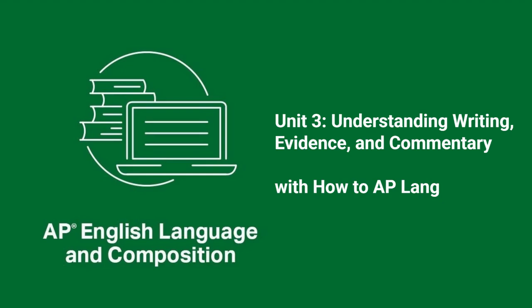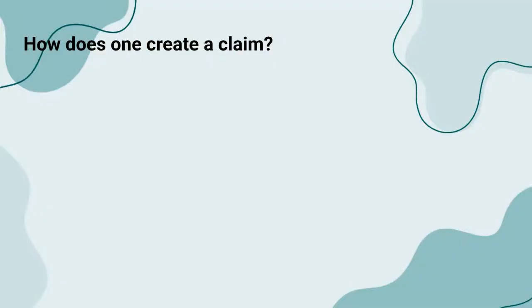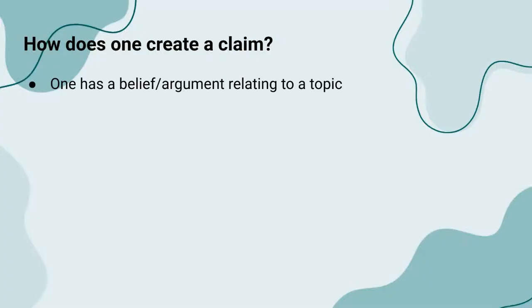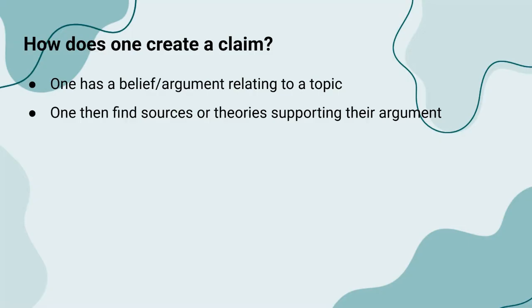But we're going to do a quick review of what a claim is and how one creates a claim. A claim is a belief or argument relating to a topic. When you're writing, you have some belief or argument relating to a topic, and then you find a source that supports your argument. Whether that be a theory, if it's sociology, or a study, if it's science, you want to find something that supports your claim.